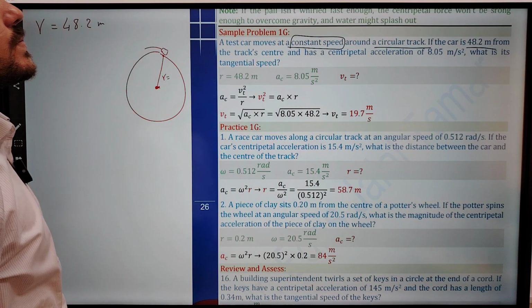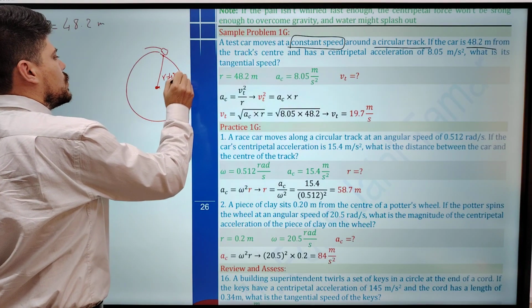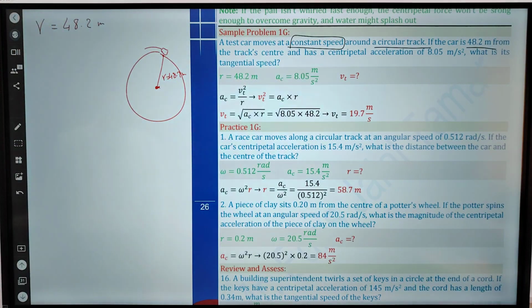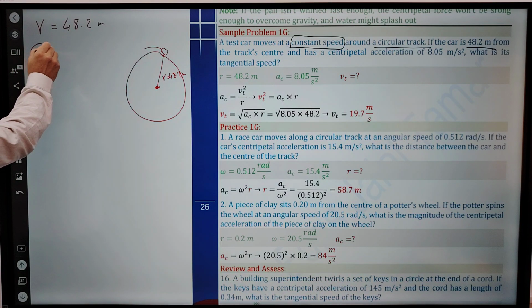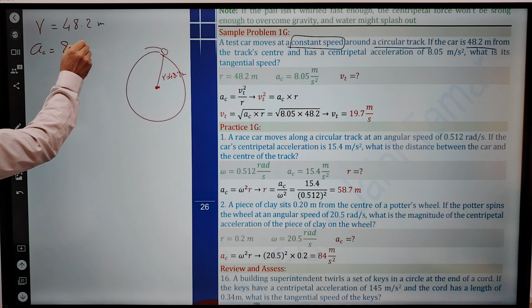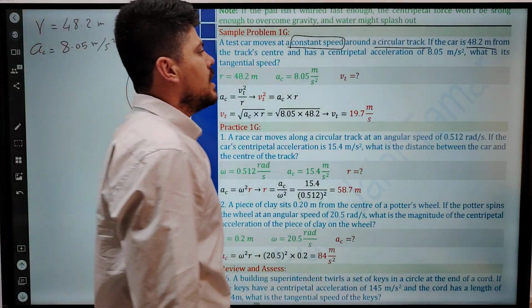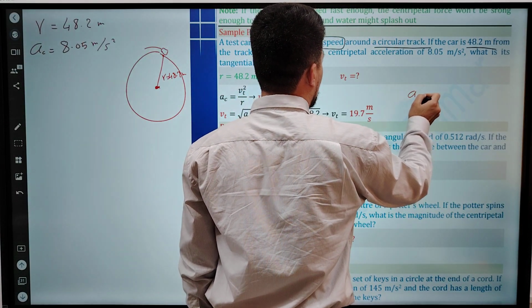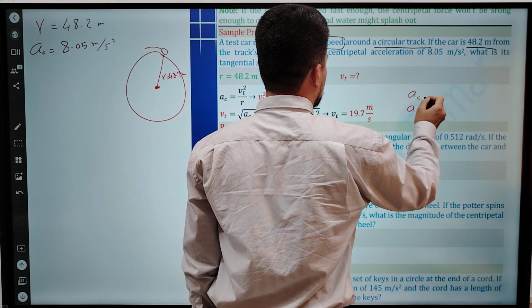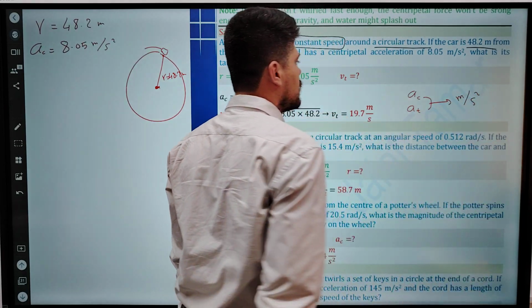Which means that, for example, when the car is moving in this circular path, the radius of this circular track is equal to 48.2 meter. The car has centripetal acceleration and its magnitude is equal to what? AC was given, 8.05 meter per second square. AC and AT, both of them are measured in what? Meter per second square.